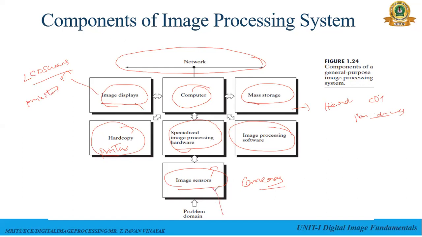The basic one is the image sensor, means the camera. Without this sensor, you can't capture images. Without images, you can't perform any processing. These are the components required for image processing.